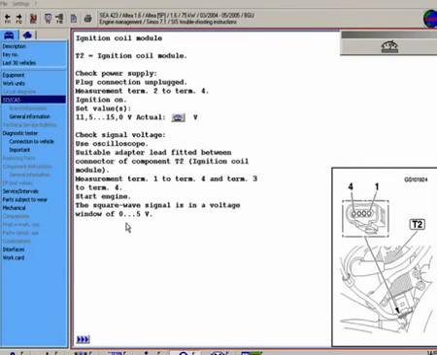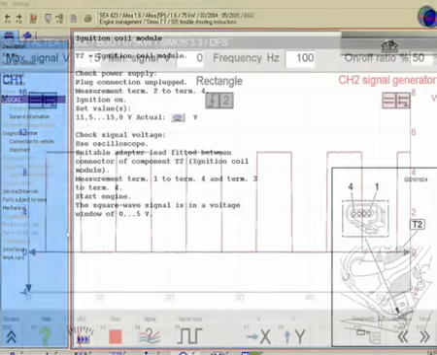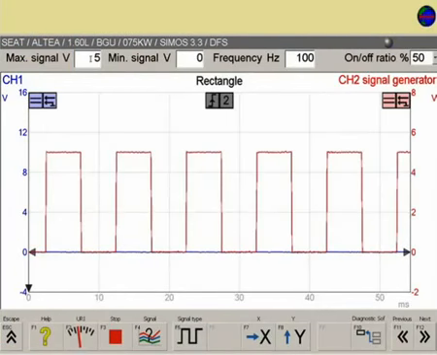The single spark ignition coil is connected according to the circuit diagram from the EasyTronic. The necessary settings are made in the signal generator, and a square wave signal is output via channel 2. The function of the removed ignition coil can therefore be checked by simulating the triggering signal.